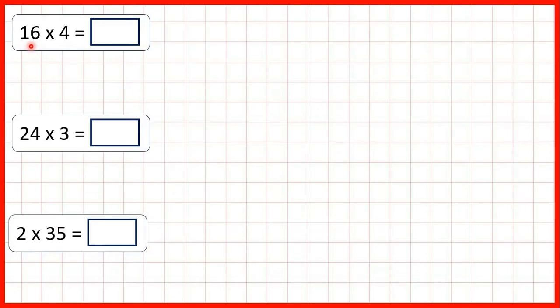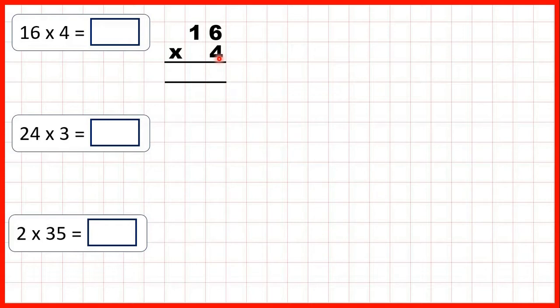Now let's multiply using short multiplication. First we have 16 times 4. So we can set the question out like this, with our 2-digit number on top. But unlike with expanded multiplication, here we only need one answer line. We're going to start by multiplying our ones digit, and 6 times 4 is 24.